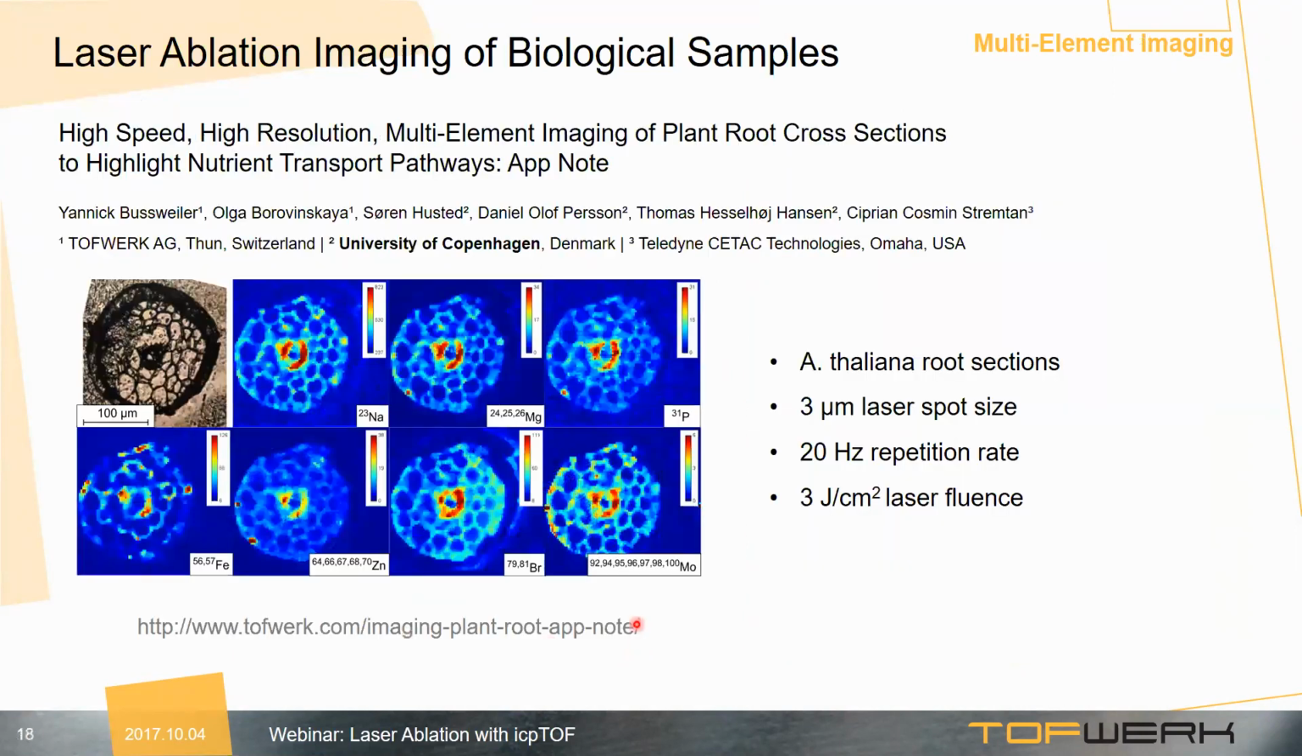Another biological example that we did here in-house at Tofware was in collaboration with the University of Copenhagen. They brought some sections of plant roots, and they were interested in the distribution of certain nutrients within these roots. Because they were so small, we had to use a very small laser spot size, here just 3 microns. Again, we used a repetition rate of 20 Hertz to do the spot resolved imaging. And this is basically what we got. You can read up on this on our website again. That's where you will find the application note.